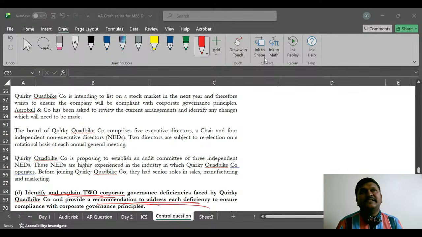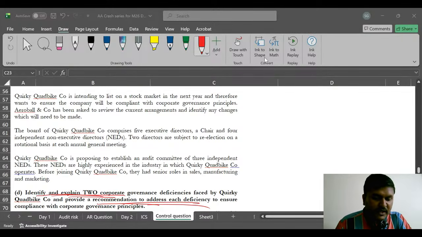So someone had this doubt during our class: how can I study? Should I learn by heart all the principles of corporate governance so that I will have this answer ready? You don't have to learn by heart. Try to do around 3-4 questions related to corporate governance, then roughly go through those principles. You will see the same things coming repeatedly for most of the questions.